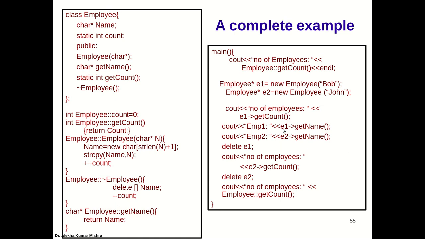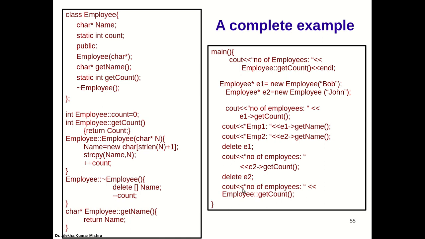Then we can take help of the objects to print the names. So see here, we are using the object to call here. It is completely safe and can be done. Similarly, when we delete E1, one employee is destroyed. Automatically one object is destroyed, so the count will be decremented. Inside the destructor we are decrementing the employee count whenever an object is destroyed. So here we'll get 1. Then delete E2 will get 0. So 2 are created and 2 are destroyed.